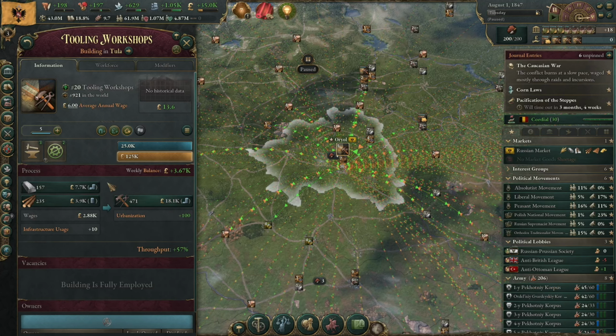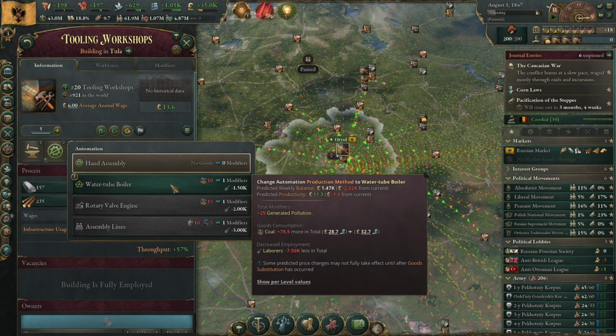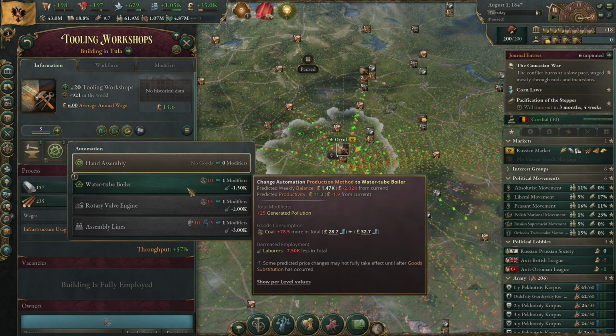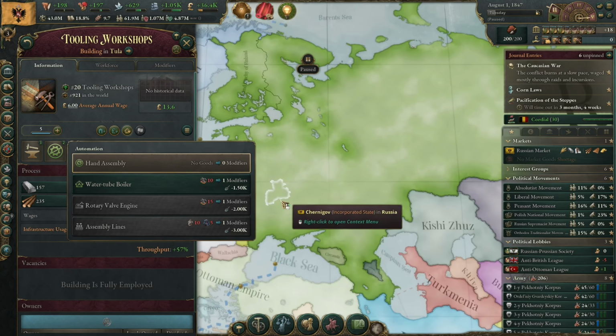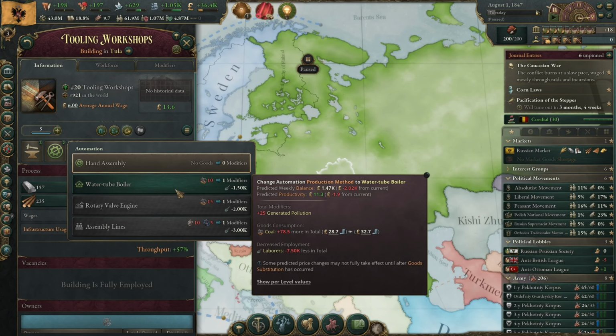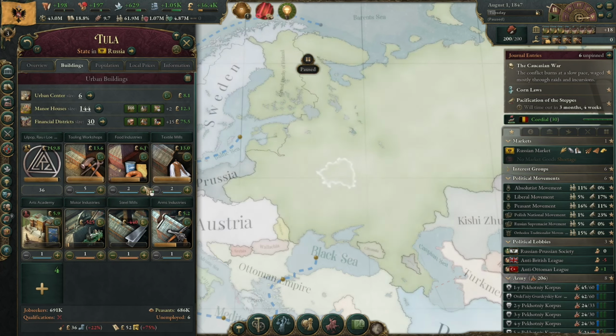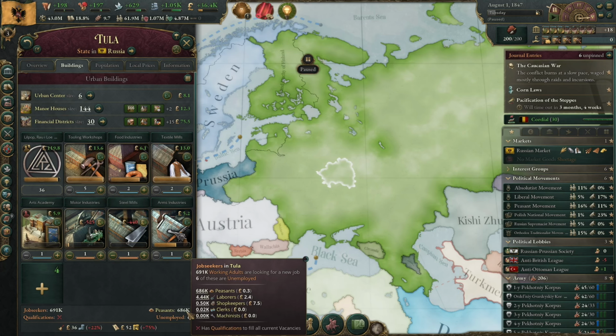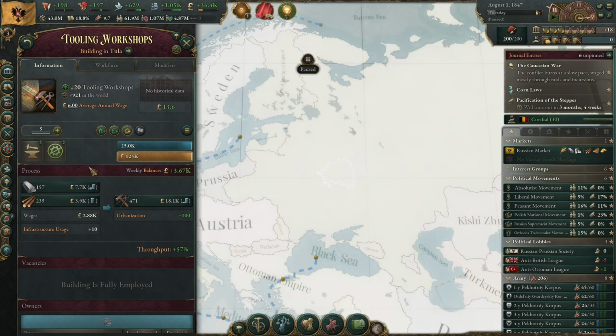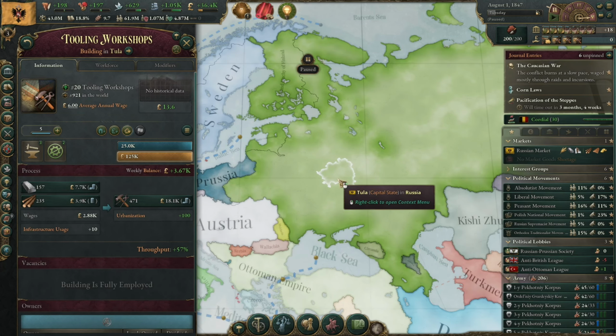Hello fellow data friends. Would you activate the labor-saving water tube boiler on this tooling workshop? This is Russia in 1947. The water tube boiler would reduce profits for this tooling workshop by £2,000, and Tula has almost 700,000 peasants. Well, I would. Let me explain why.